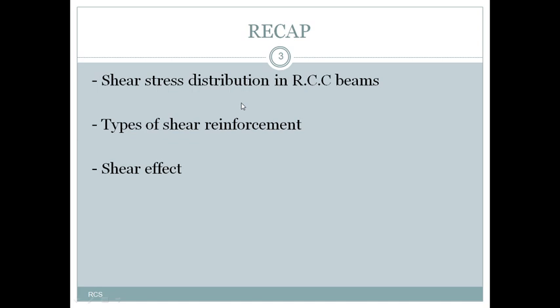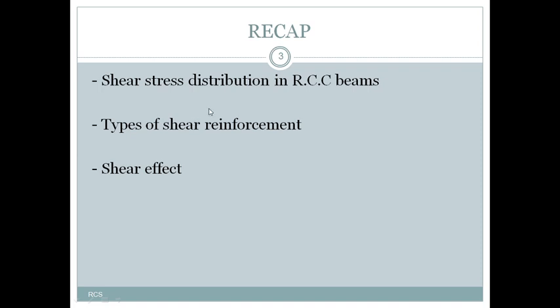If we discuss the shear stress distribution in these heterogeneous types of beams, here we have observed that at the topmost fiber of the beam, the shear stress is 0. At the neutral axis, the shear stress is maximum, and from the neutral axis to the centroid of the steel reinforcement, the shear stress is constant. But calculating shear stress in RCC beams becomes a complex phenomenon.